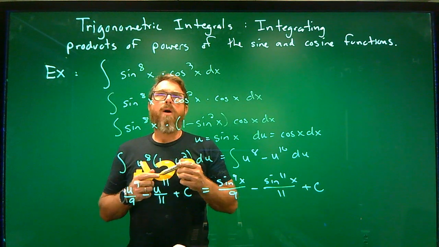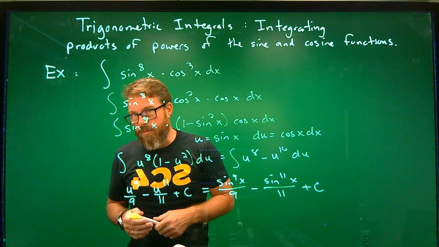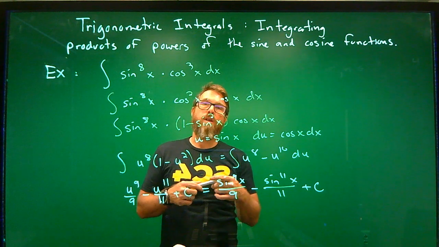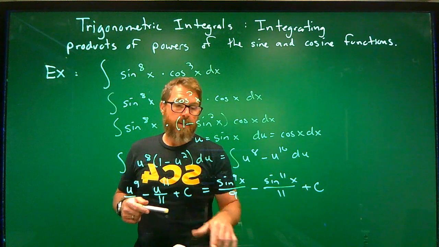So what happens if these powers are even powers? What do you do then? So I'll pause it. I'll show the trig identities we're going to need.